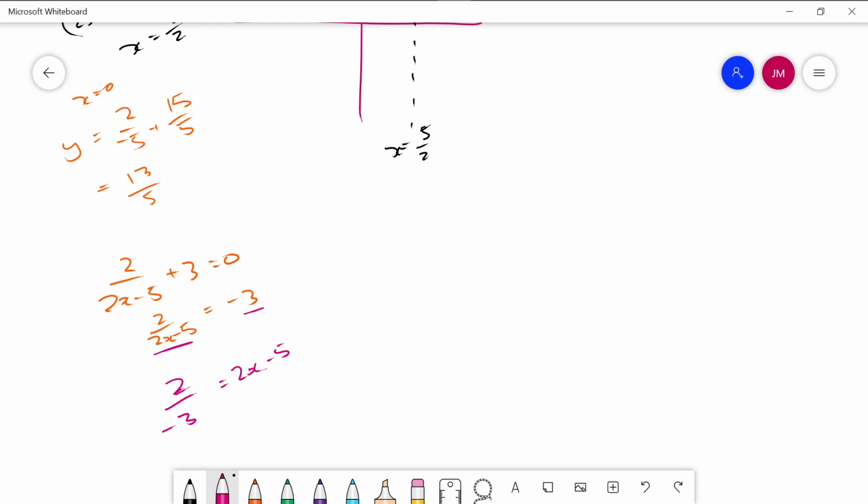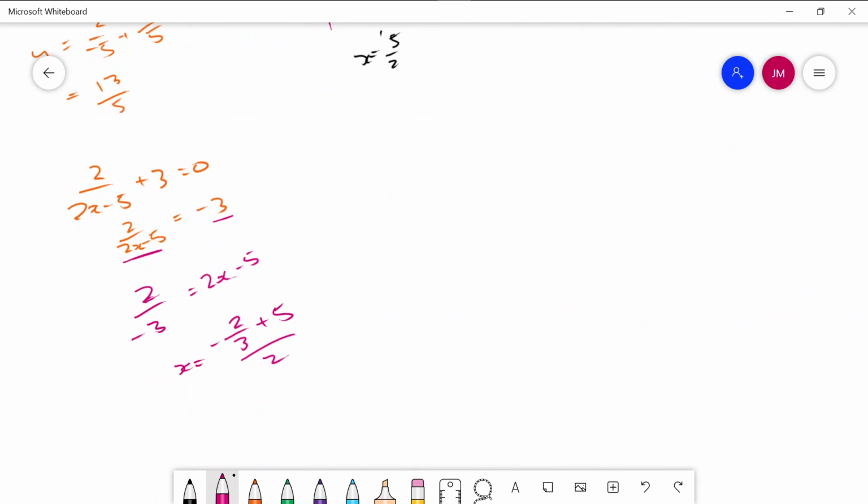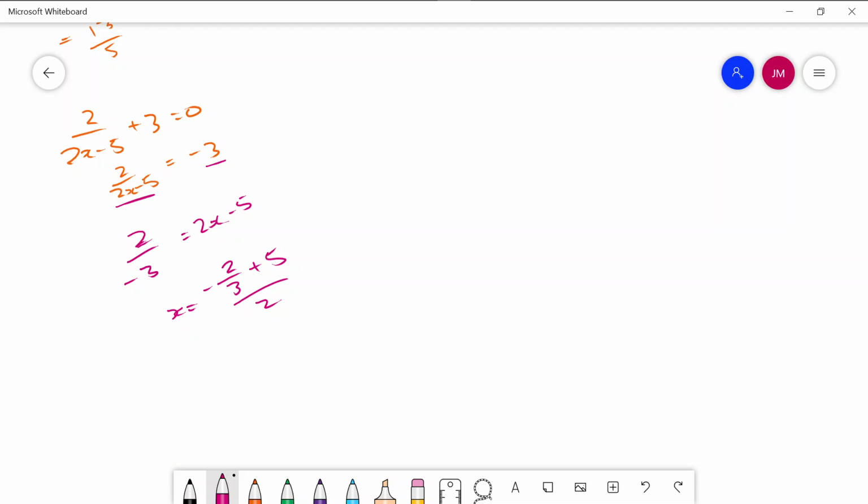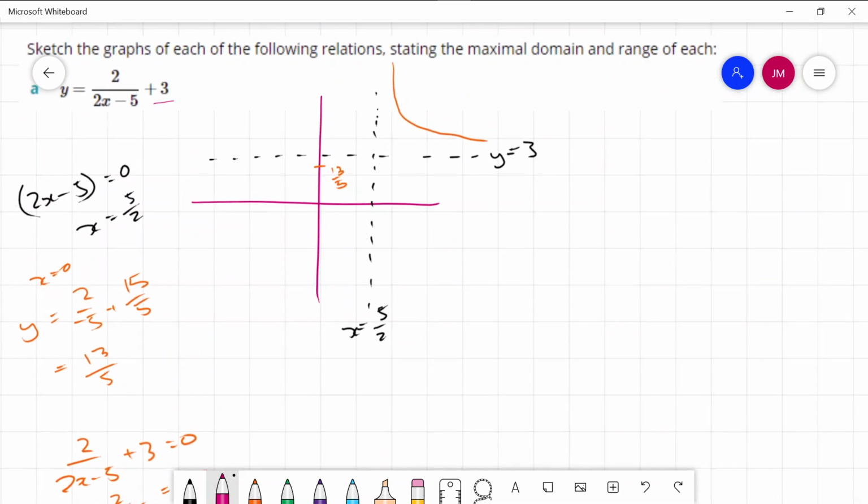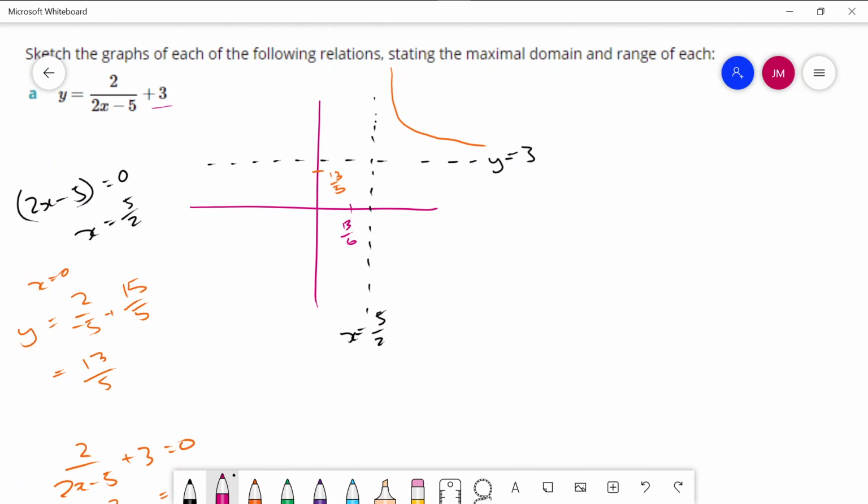So then I'm going to get negative 2/3 plus 5, divided by the 2, equals x. So tidying that up, what will we get there? 15 on 3, which I can write as positive 13 on 3, so 13 on 6. Nice question to pick out as an example here. So 13 on 6, and there's my hyperbola going like that. So that's what the hyperbola looks like.